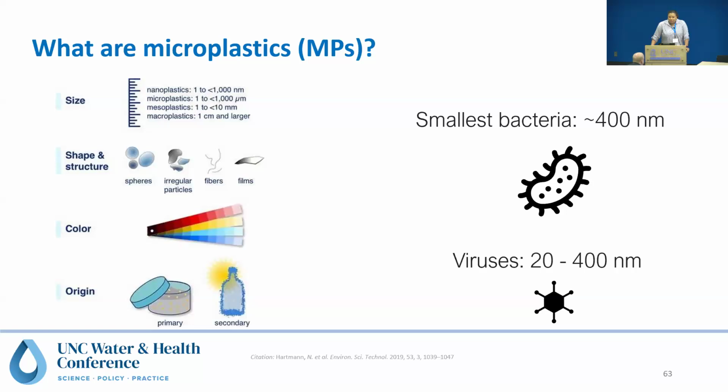Microplastics are really just plastics that are smaller than 5 millimeters. Sometimes science says below 1 millimeter. And then nanoplastics, which is also a new emerging topic, are things smaller than a micron. So if we're thinking about sizes, we've got nanos that are really around the size ranges of bacteria and even viruses at this point.